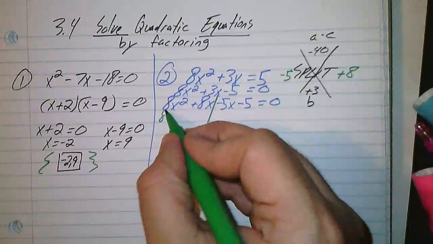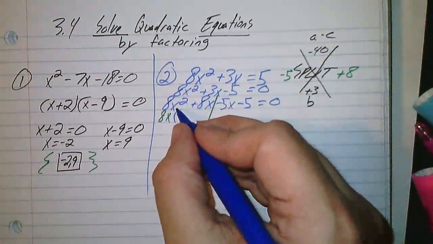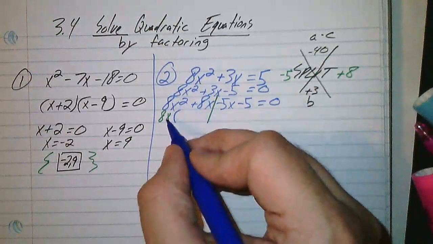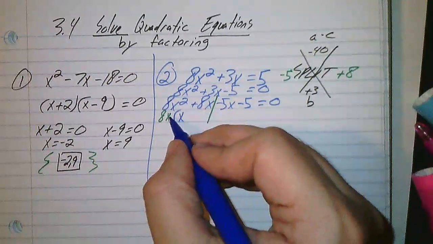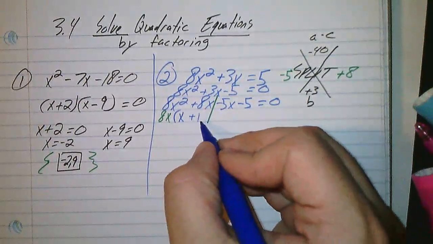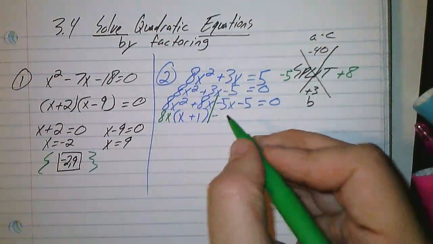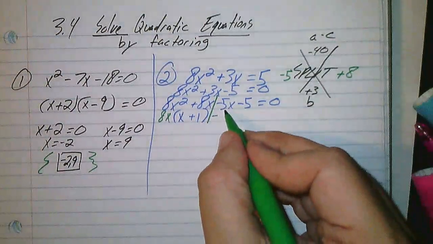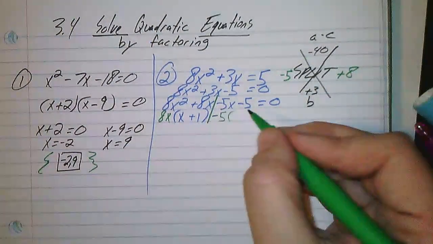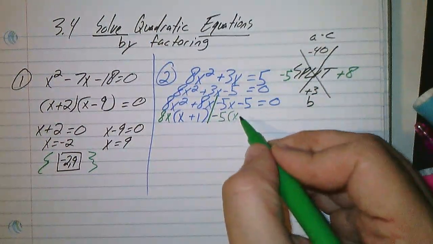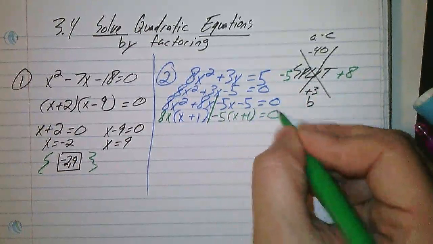I can factor out an 8x. Take this off to the side if you need to, but 8x squared divided by 8x is just x. 8x divided by itself is 1. Anything divided by itself is 1. We carry down this sign, and then out of negative 5x minus 5, we factor out a negative 5. So that becomes x. Negative 5 divided by negative 5 is positive 1.